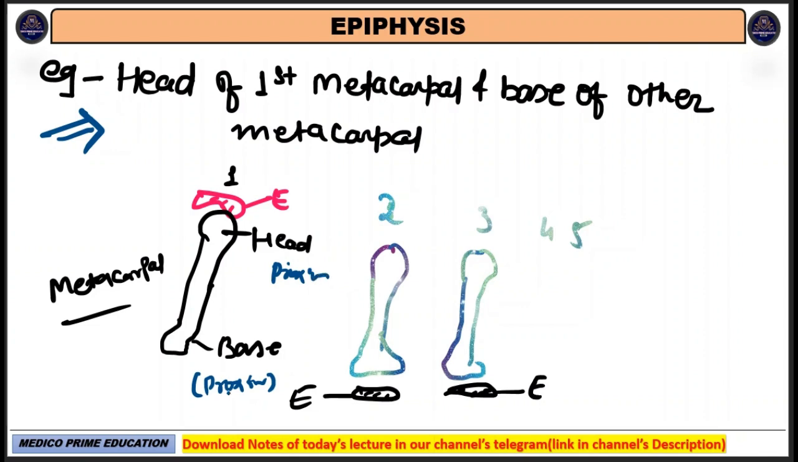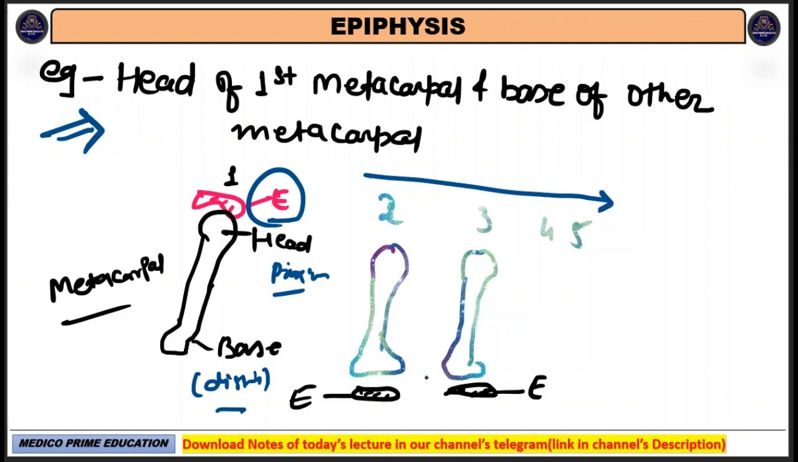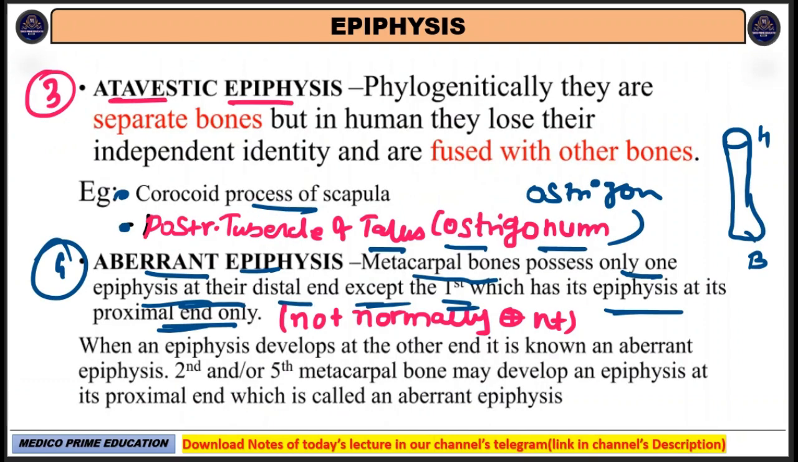ठीक है तो प्रॉक्सिमल एंड पे एक एपिफाइसिस होगा जिसको बोलेंगे एटाविस्टिक एपिफाइसिस। ओके, एविडेंट एपिफाइसिस। ओके, डिजिटल एंड पे नहीं होगा। लेकिन अगर हम लोग सेकेंड, थर्ड, फोर्थ, फिफ्थ को मेटाकार्पल को देखते हैं तो उस केस में यहाँ पर डिजिटल एंड पे एपिफाइसिस प्रेजेंट होता है। एपिफाइसिस पोजेस ओनली वन एपिफाइसिस एट देयर डिजिटल एंड एक्सेप्ट फर्स्ट। फर्स्ट में क्या होगा?